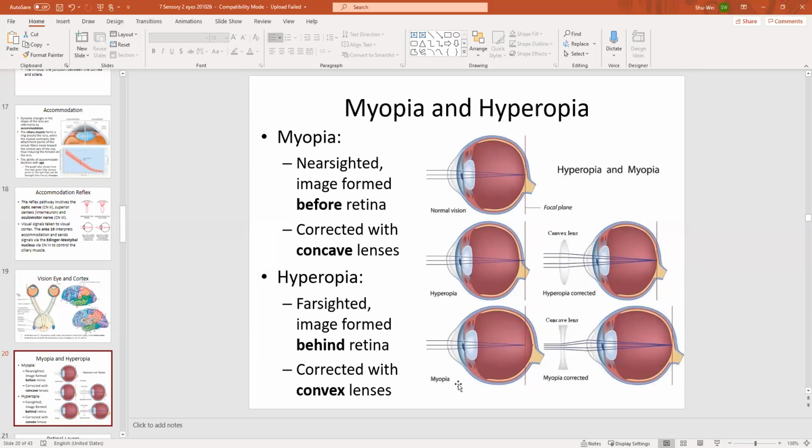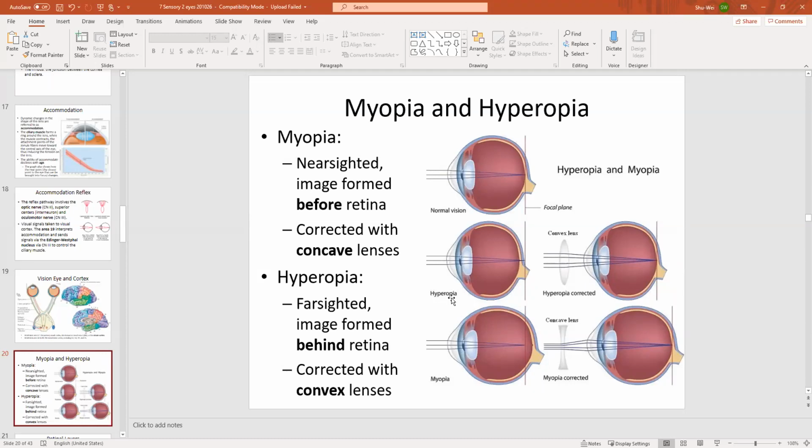For myopia, the projection is too early. It could be that our eyeball is too elongated in a way, so we cannot get a good projection. To fix it, we can wear a contact lens, a concave lens, to adjust the refraction, and then we can get a good projection.